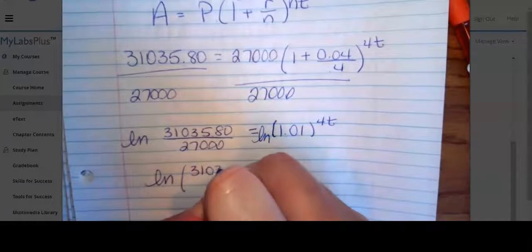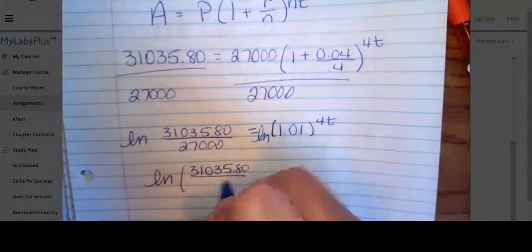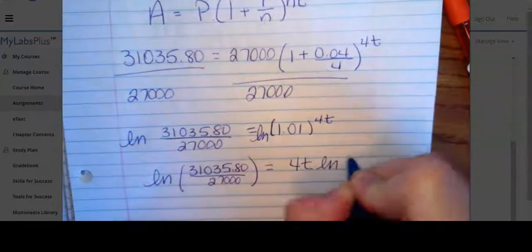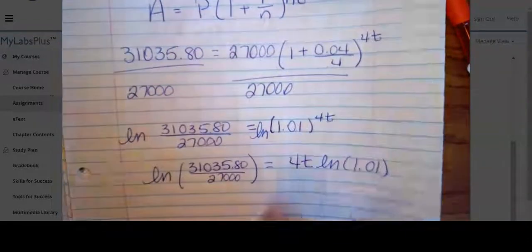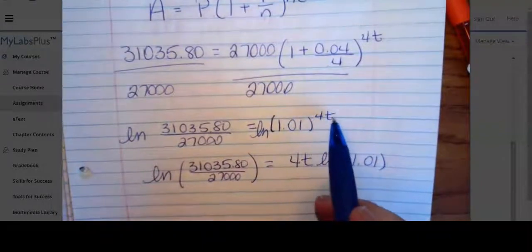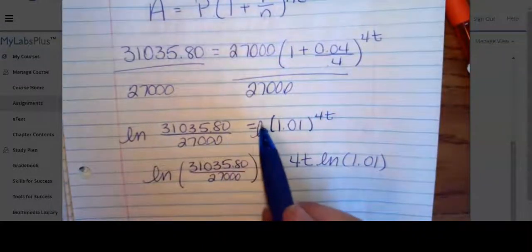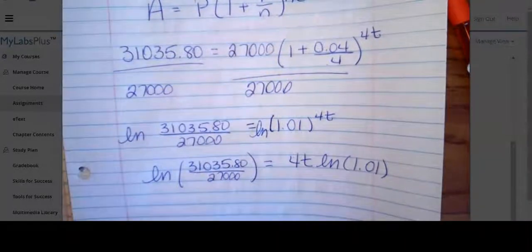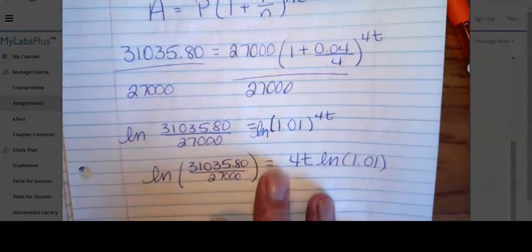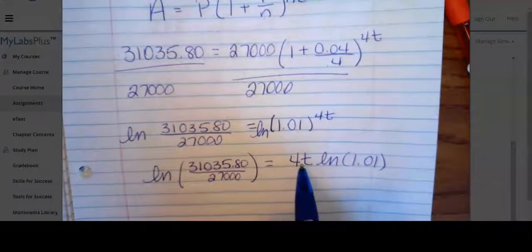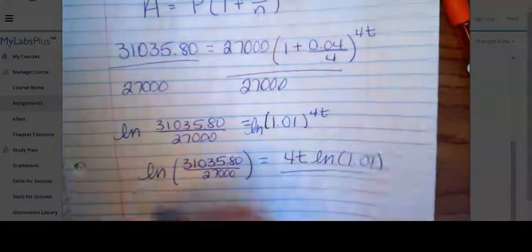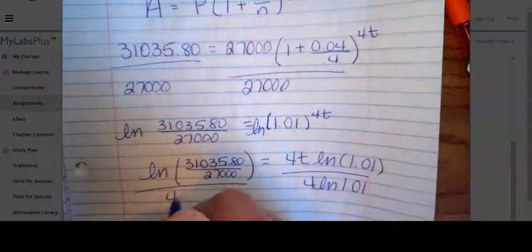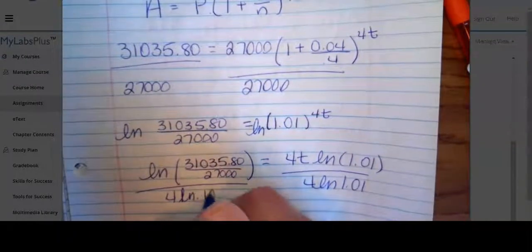So I've got 31,035.80 over 27,000. And that's going to equal 4t times the natural log of 1.01. So all I did was grab that 4t and drop it out front as a coefficient. Okay, so I have 4t natural log of 1.01. Now what am I trying to solve for? I'm trying to solve for t. So this says 4 times t times the natural log. So I'm going to divide both sides by 4 times the natural log of 1.01.